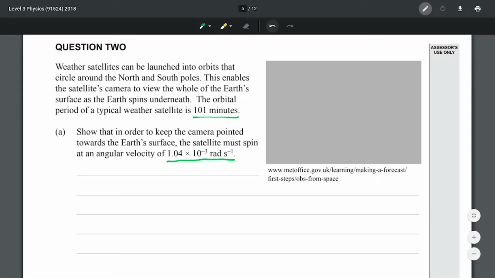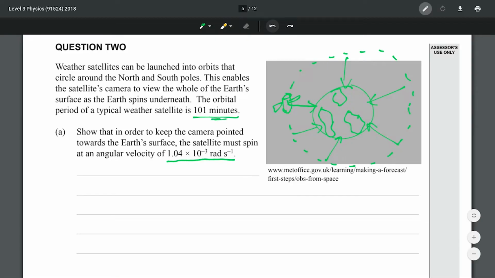And so if I fill in our grey space here with an appropriate diagram, let's draw the Earth and our weather satellite. Now the satellite's camera wants to be pointing towards the Earth. And so as it goes around the Earth, the satellite's camera is going to need to point in these directions, always towards the Earth. And so what I'm really getting at here is that the period of rotation of the satellite, so that its camera is always pointing towards the Earth, is indeed the same as our 101 minutes here.